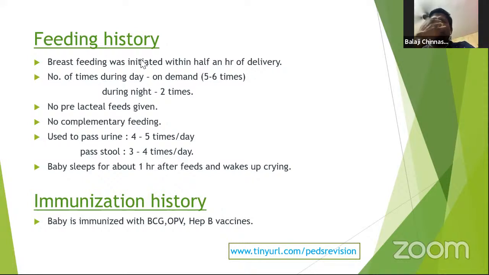So how much do you expect as maximum significant weight loss? When will you say significant weight loss? The baby's birth weight is 2.7. 2.7. So what is significant weight loss?